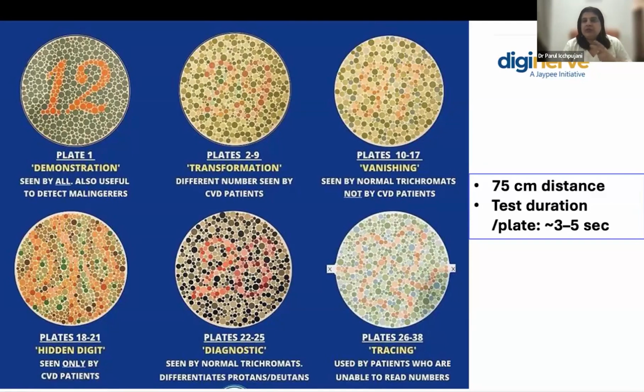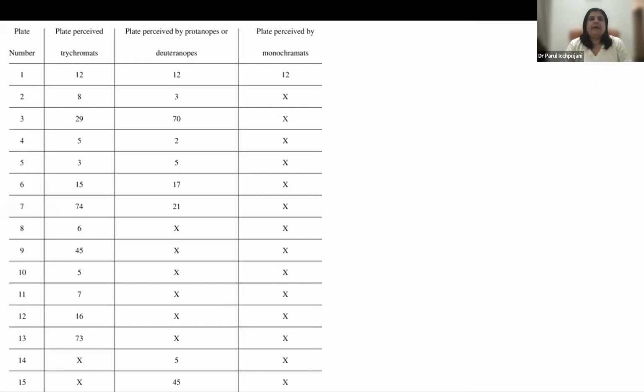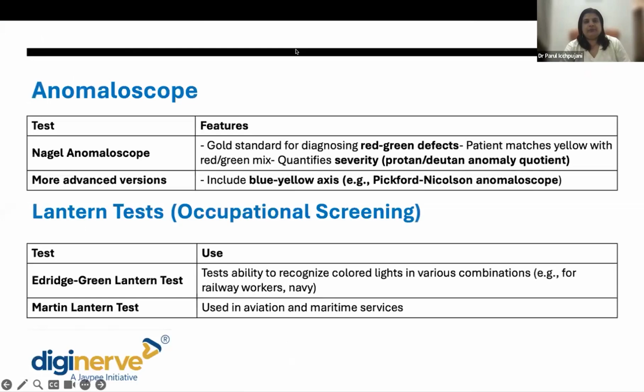So the two important things you have to remember, which can come as an MCQ, is that the distance of keeping the pseudo-isochromatic plate is 75 centimeters and the test duration per plate is 3 to 5 seconds. So this is how the record is maintained. This is the plate number. This is how the plate is perceived by trichromats. This is what the plate would be perceived by a protanope or a deuteranope. And this is what the plate would be perceived by a monochromat.